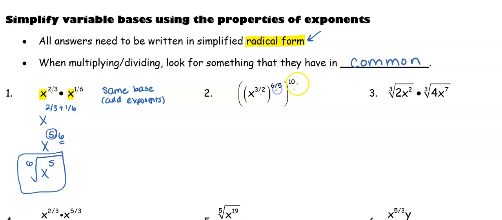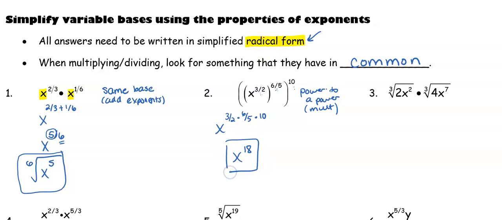This is a power to a power, and when I have a power to a power, and we actually have a 3rd power, we are going to multiply those exponents. So this becomes 3 halves times 6/5 times 10, and when I multiply those 3 fractions out, I end up with x to the 18th power. 18, it's not a fraction. That means we don't have a radical. My answer is just x to the 18th power.